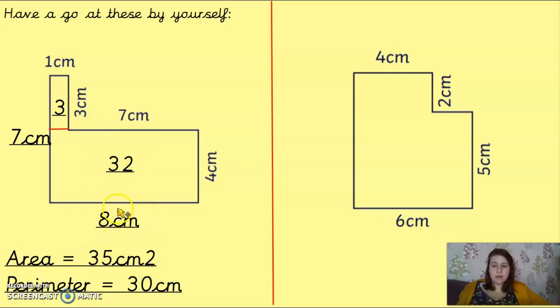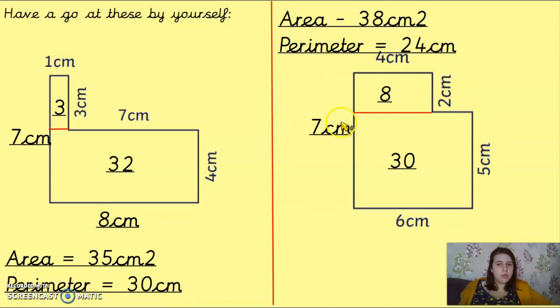I've already worked out the missing side for this one. I need to work out the missing side for this one. So I know from here to here is 4, from here to here is 3, so the total length down is going to be 7. Add them all together, you get 30 for that one.